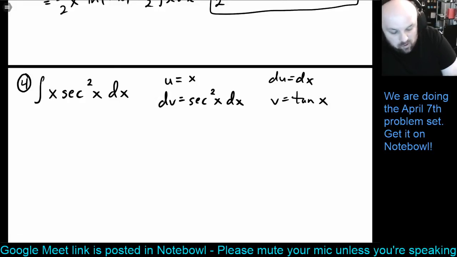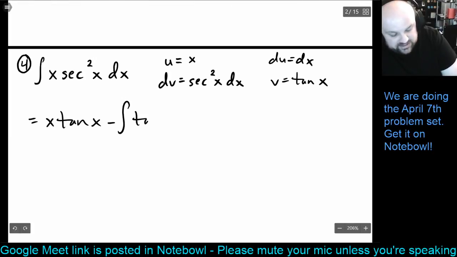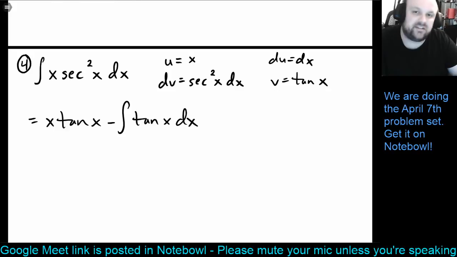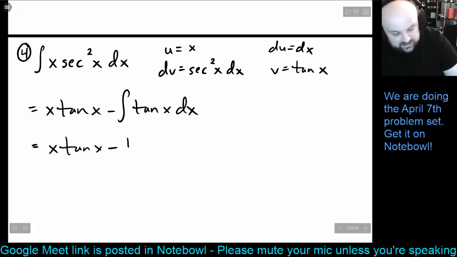So when we integrate this, we're going to get u times v, so x tangent x, minus the integral of v du, so we have to integrate tangent of x dx. Right, so here you can split up tangent into sine over cosine and do u substitution if you don't remember the integral. But the integral here will be x tangent x minus ln of secant of x plus c.